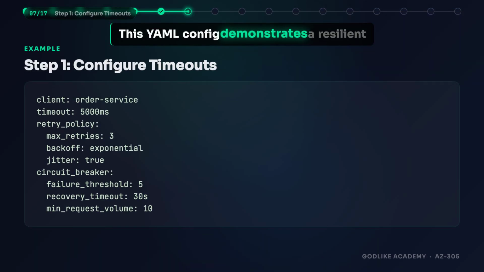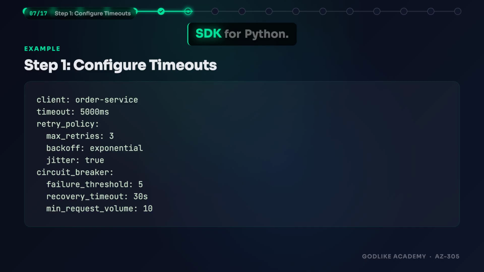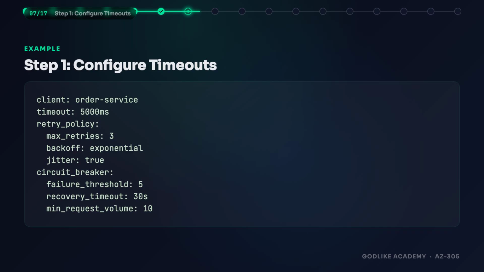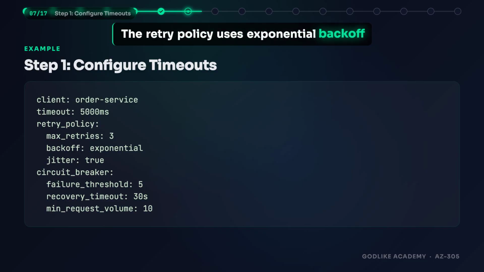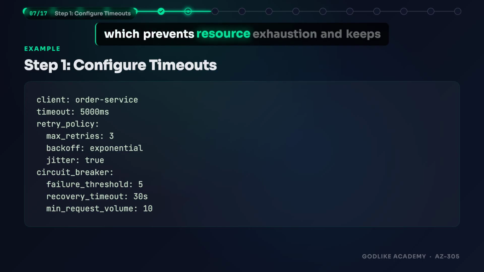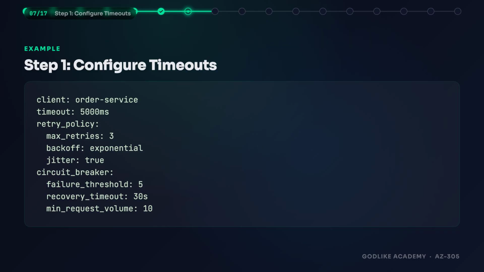This YAML config demonstrates a resilient HTTP client setup using the Azure SDK for Python. It sets a 5-second timeout to ensure requests do not hang indefinitely when downstream services are unresponsive. The retry policy uses exponential backoff with jitter to avoid thundering herds during recovery. A circuit breaker is defined with a failure threshold of 5 and a recovery timeout of 30 seconds, which prevents resource exhaustion and keeps your API endpoints responsive under heavy load.